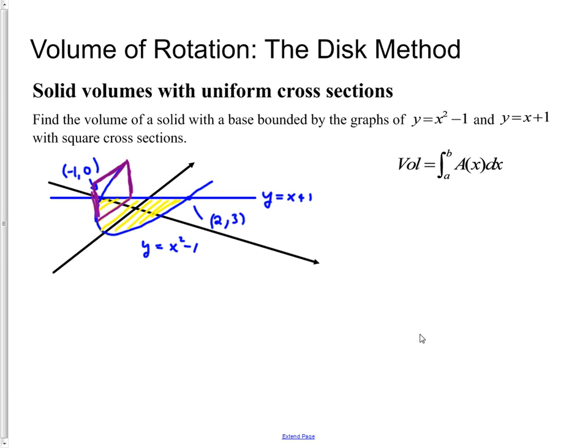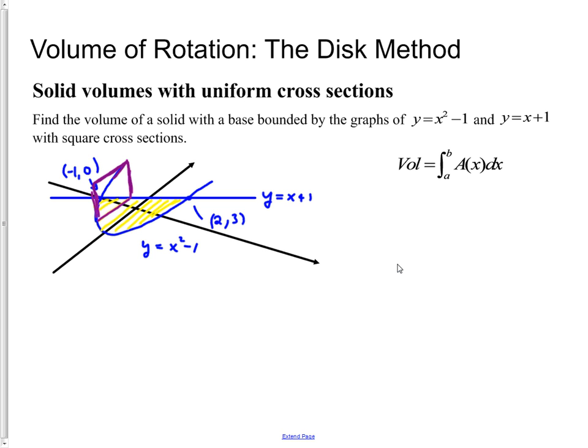Okay, so let's deal with one more item right here. And this is sort of an interesting one. We've been talking about the disk method. Now, what we've really been talking about are solids with volumes that have uniform cross sections. In all of the past examples that we've used, our uniform cross sections were always disks. But do they have to be? Well, the answer is no.